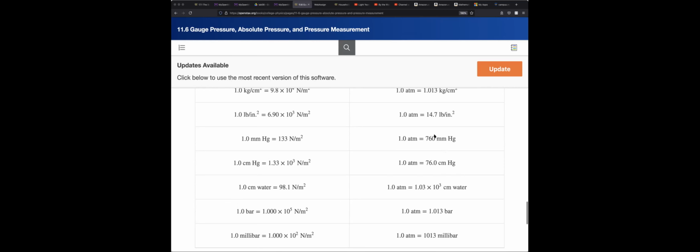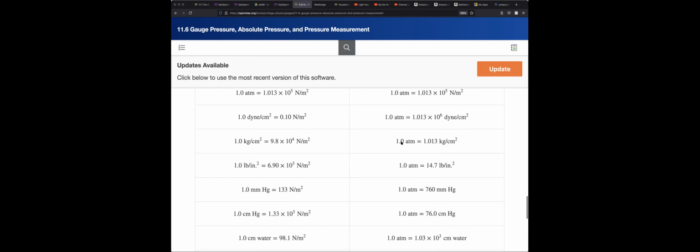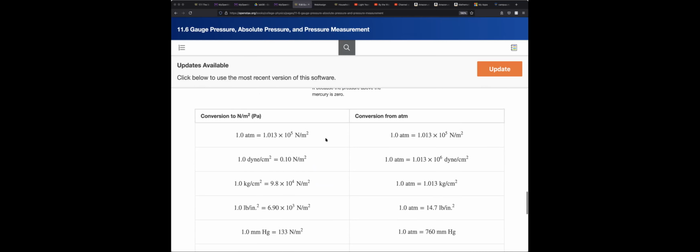So 760 millimeters of mercury is 1 atmosphere. 1 atmosphere is 1.01 times 10 to the 5th newtons per meter squared, or pascals. So they have all these different conversions. And they're even showing more different units of pressure here. There's dynes per centimeter squared. That one's almost never used.